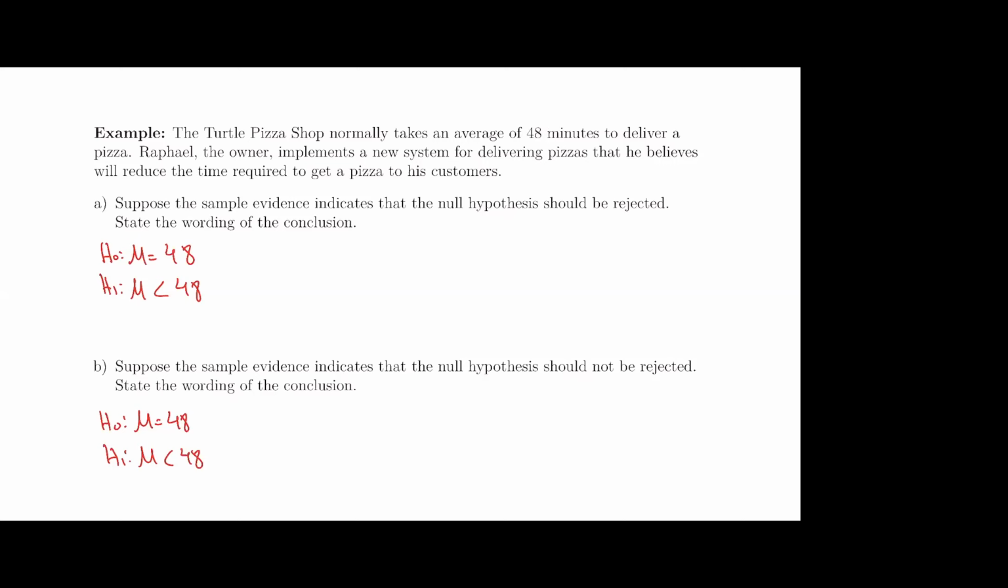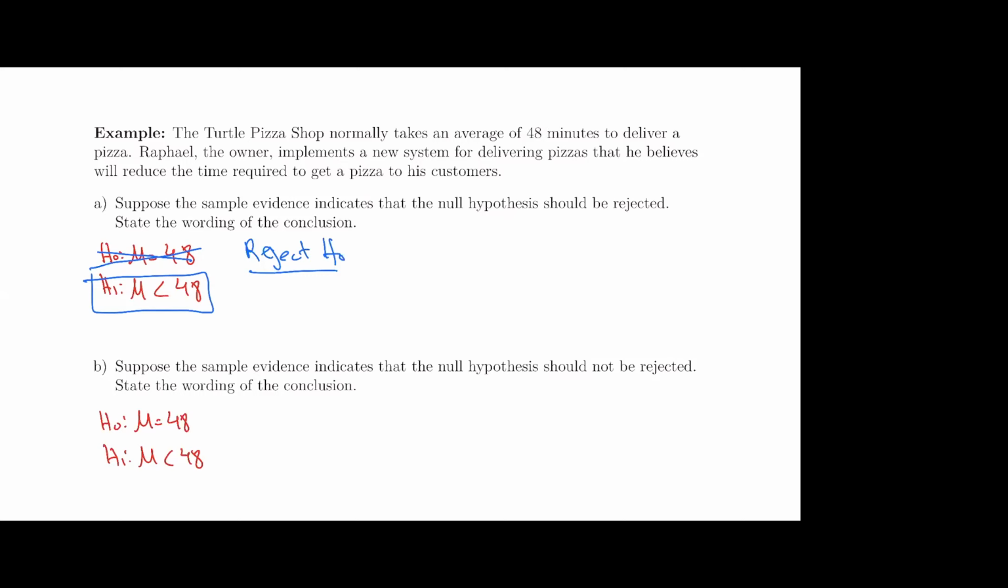For part A, it says, suppose the sample evidence indicates the null hypothesis should be rejected. So right here it says reject H0. If it says reject H0, that means we know the null hypothesis is not true because we're rejecting it and you're concluding the alternate hypothesis. So anytime you come up with a conclusion to reject the null hypothesis, you're saying the null hypothesis is not true and we should conclude the alternate hypothesis is true.